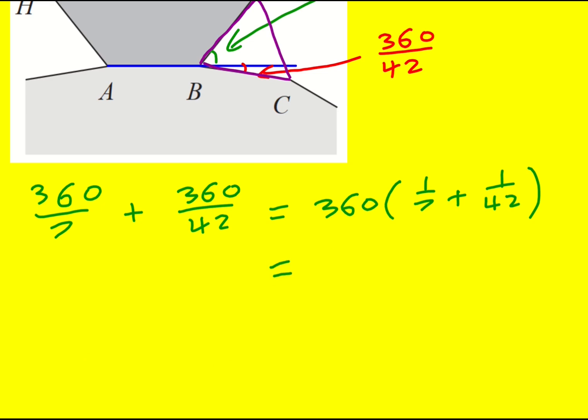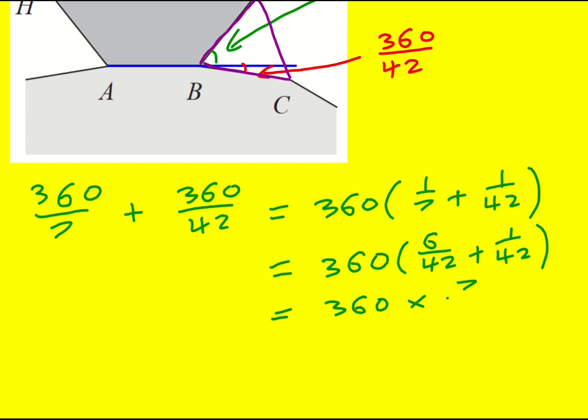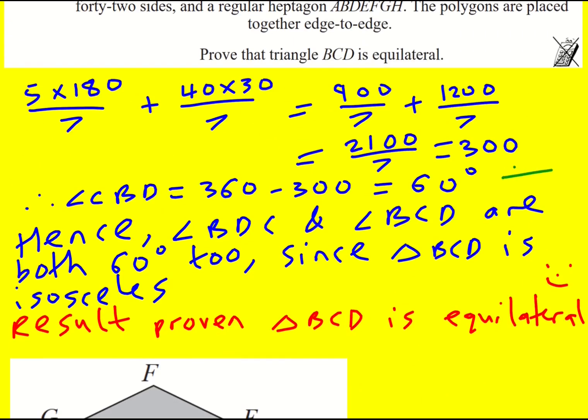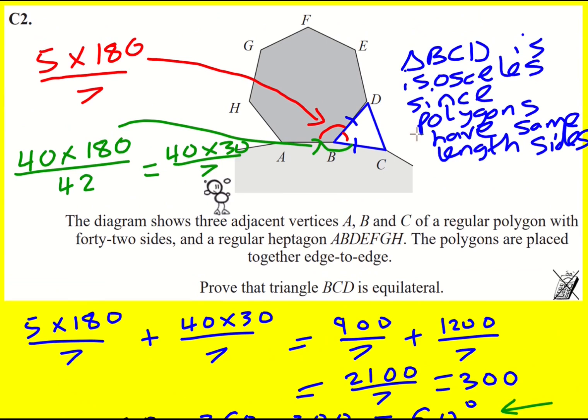Put it over a common denominator, so 42. So it's going to be 6 over 42, because I've timesed top and bottom by 6, plus 1 over 42. Seven over 42, which simplifies to 360 times 1 over 6, or 60. Okay, and then we make the same argument as before once we've got that 60 degrees. So two different methods, both show that BCD is equilateral. Nice.